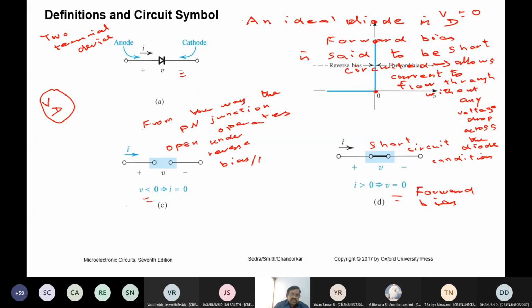So with this definition of the circuit symbol, why is the circuit symbol like this? The circuit symbol uses an arrowhead, which means it is the direction of the flow of current. The current flows in the circuit only when it is under forward bias, which means this will be the P region and this will be the N region. If it is made out of the PN junction material, then you will have to connect like this to make it under forward bias. So this represents the direction of flow of current.